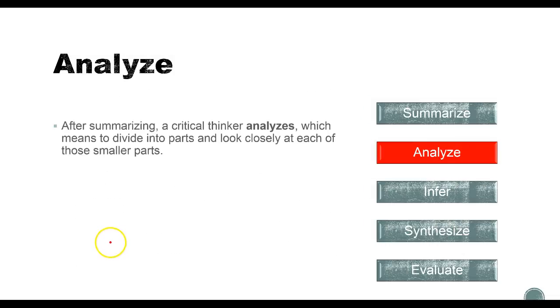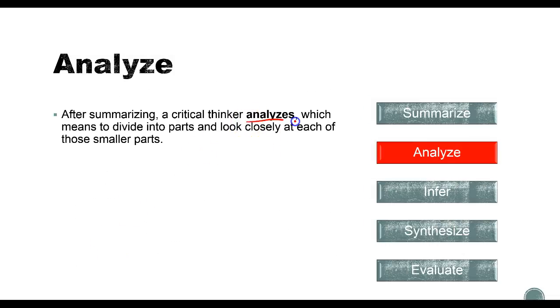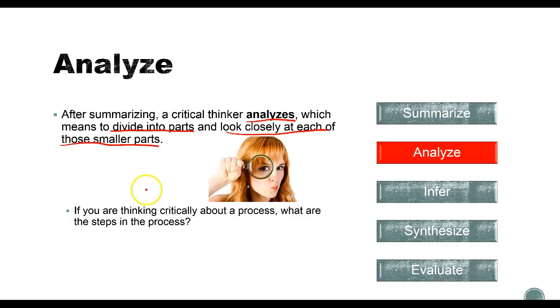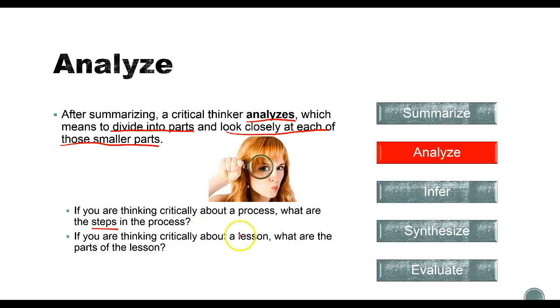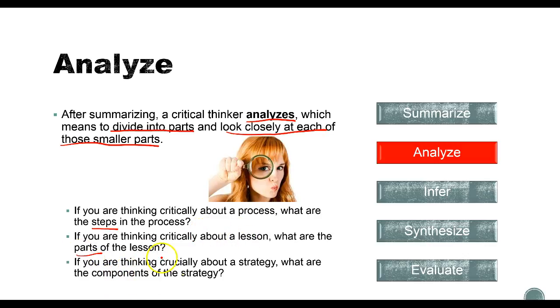After you've summarized, a critical thinker analyzes, which is really the heart of critical thinking. It means to divide something up into smaller parts and look closely at each of those smaller parts. If you're thinking critically about a process, what are the steps in the process? If you're thinking critically about a lesson, what are the parts of the lesson? If you're thinking critically about a strategy, what are the components of that strategy and implementing that strategy?